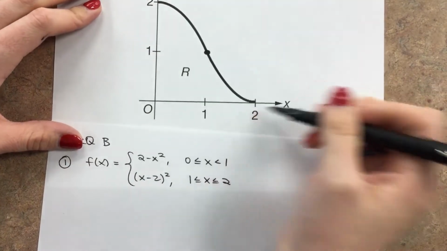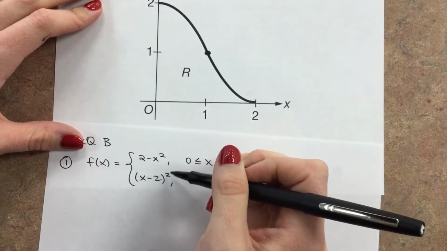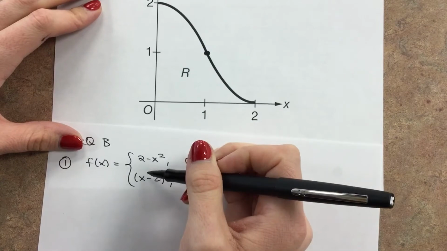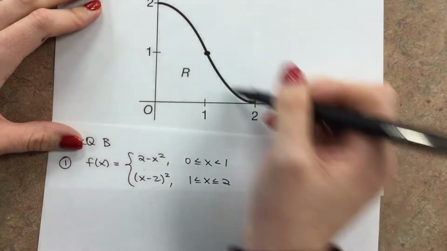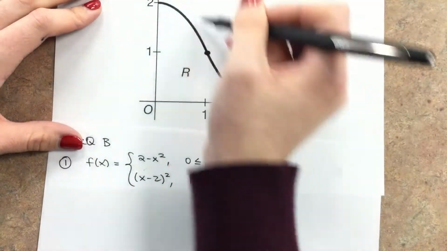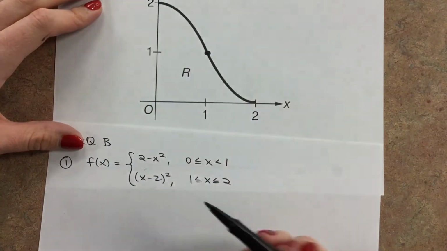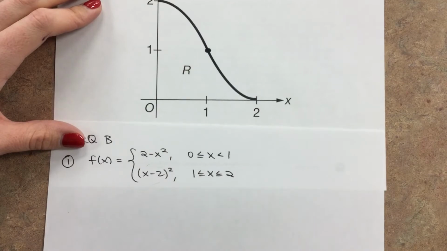Then the next one picks up. So this is x minus 2 squared, which means it's a regular parabola that's shifted from the origin over 2 units. So this part would be just a regular right side up parabola. So they connected them, and they meet up, so there's no weird jumps or anything. But this is the equation that we're working with.